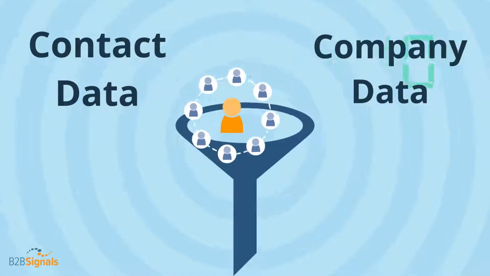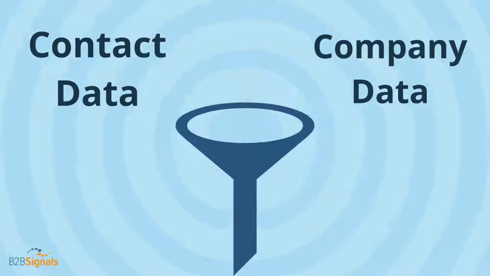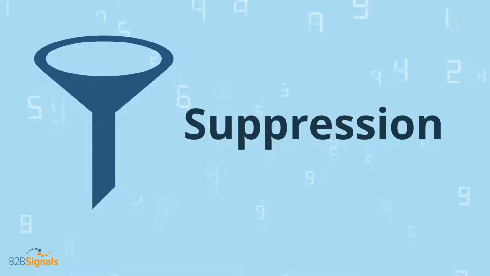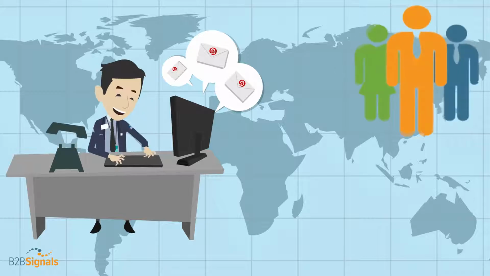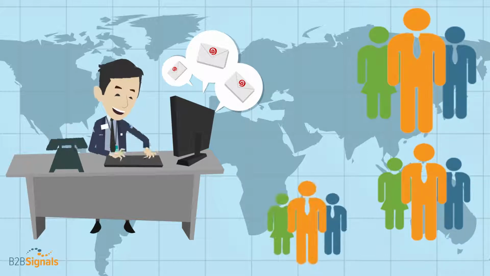B2BSignals data enrichment also comes with a suppression list feature. By suppressing contact and company data, you can extract specific net new contacts and company records based on your filter criteria with the same information on your list.